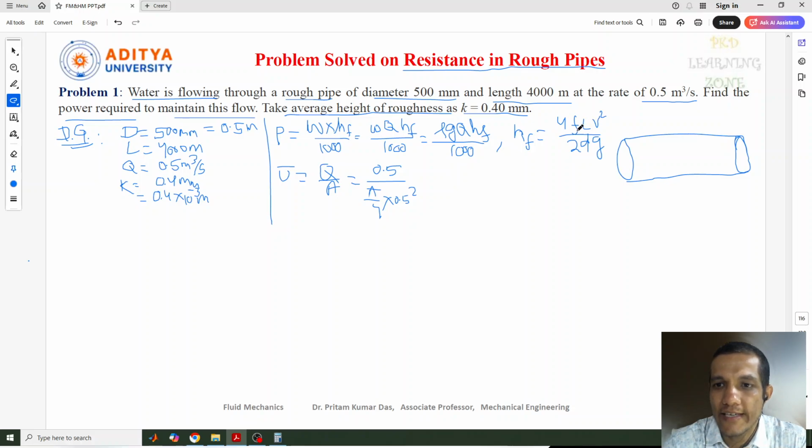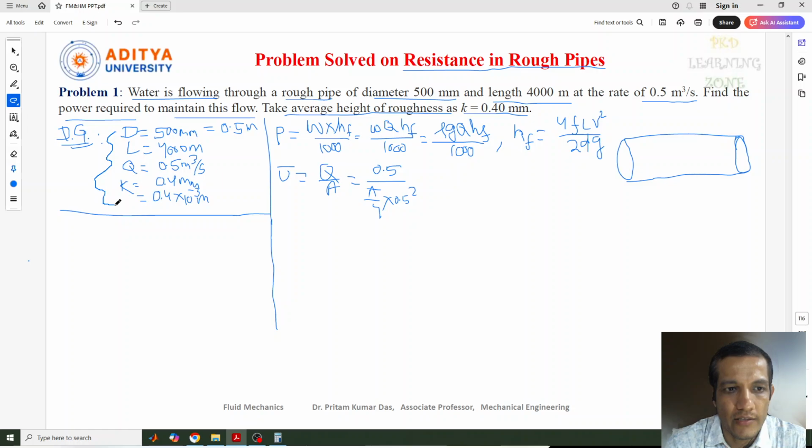Now the next thing is the friction factor f. For the rough pipe we need to consider one particular equation, which we are going to solve. The basic things we have identified from the data are here. Now we are going the reverse way, identifying what needs to be calculated first. Initially I wrote the formula for power: W into hf by 1000, or directly rho g Q hf by 1000.